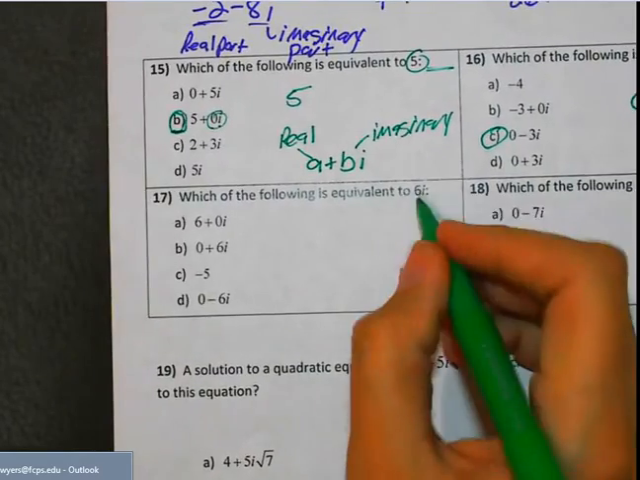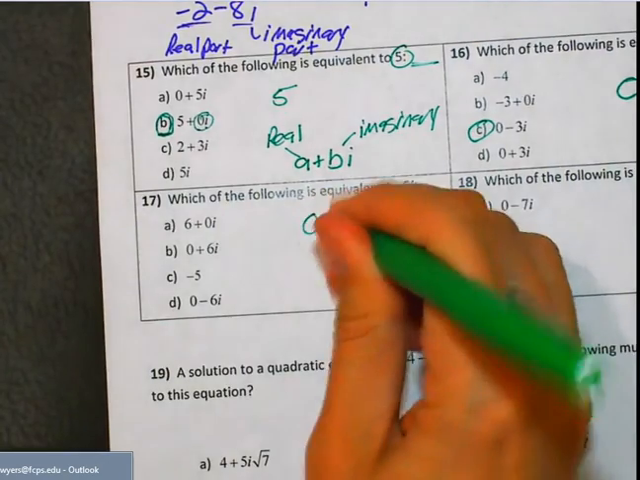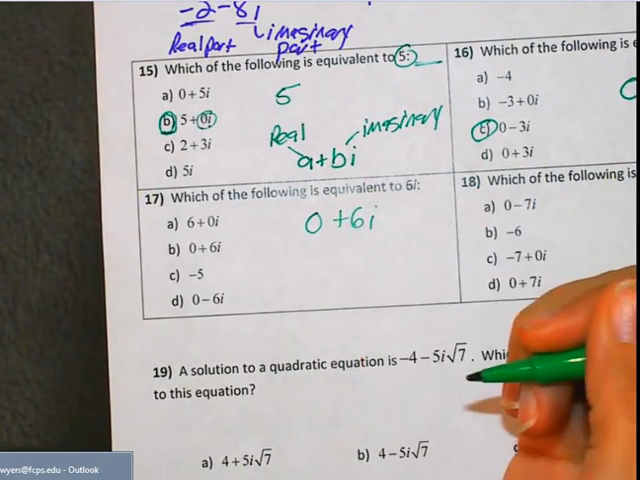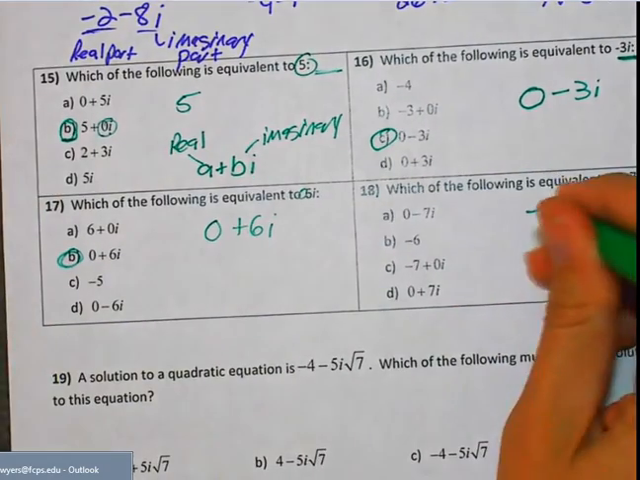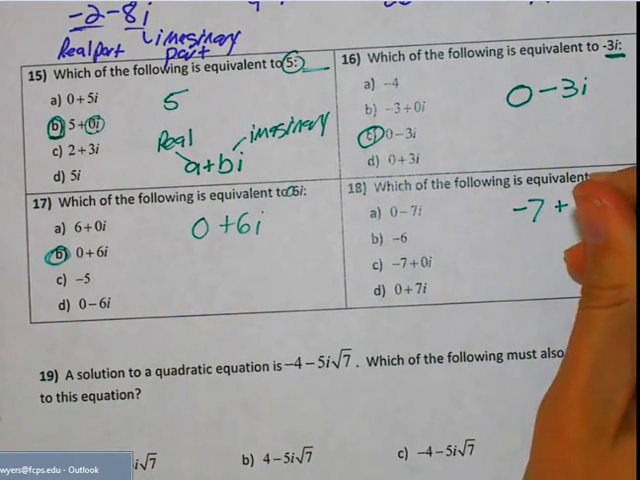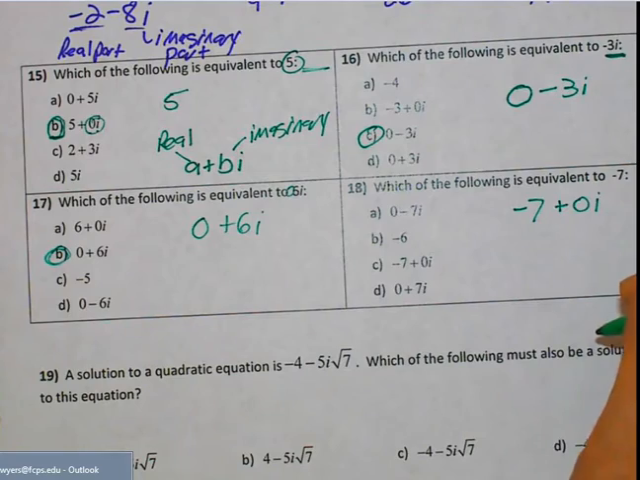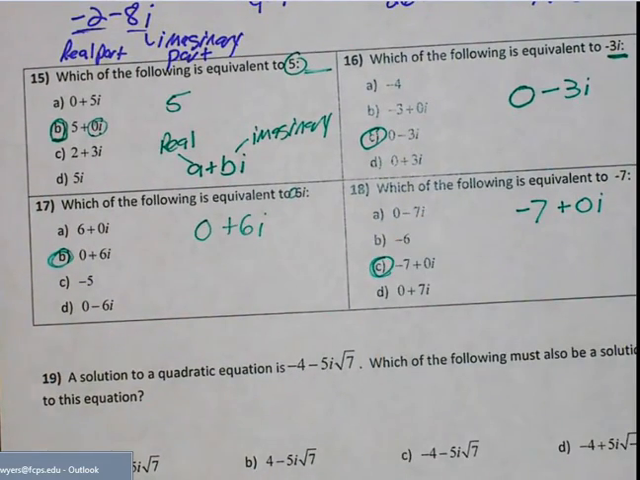Keep going, same thing. This time, real, imaginary, we have 0 plus 6I. Okay, because there's no negative in front of there, so it's going to be positive. And then here, we have negative 7. This time we don't have our imaginary part, so plus our BI, our B is going to be 0I. So negative 7 plus 0I. All right, let's keep going.